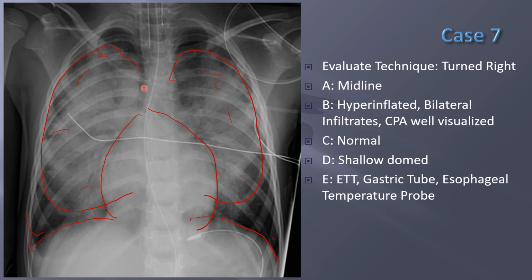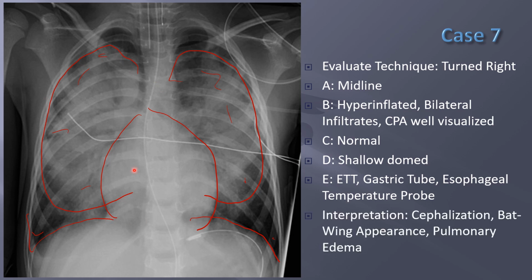All right, so that's E, everything else. So with this pattern, it's called a bat wing appearance. It's almost like wings, and this is what's called an acute pulmonary edema.